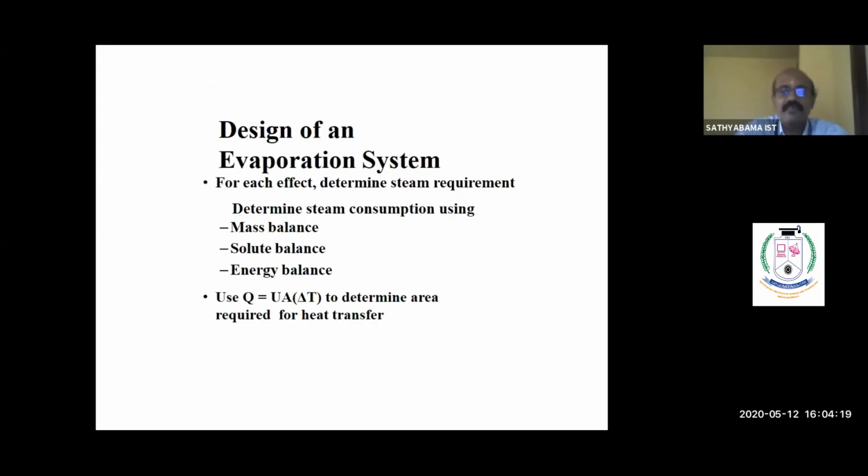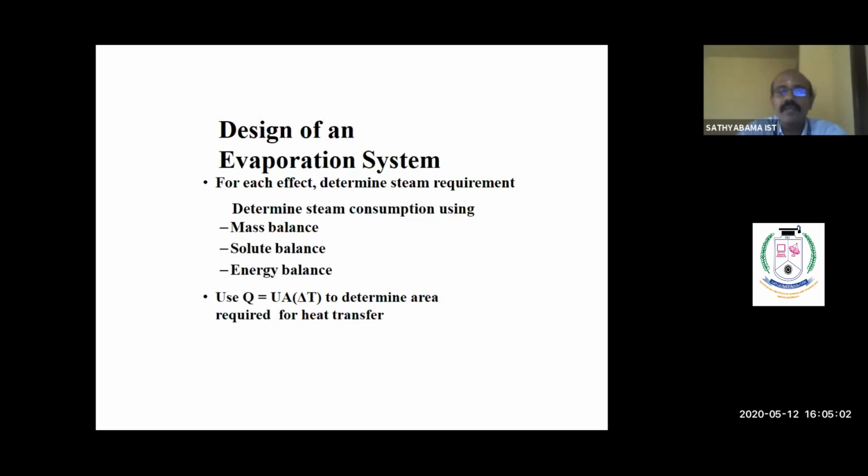In the design of an evaporation system, for each effect, either single effect or multiple effect, we are going to determine the steam requirement or steam consumption, that is capital S. To determine the steam consumption, the first step is mass balance, the second step is solute balance, and the third step is energy balance. Once we have completed all the basic balances, we design the evaporator using the equation Q = UA delta T, where Q is the rate of heat transfer, U is the overall heat transfer coefficient, A is the area, and delta T is the temperature drop. By this design equation, either the area or the overall heat transfer coefficient can be determined.